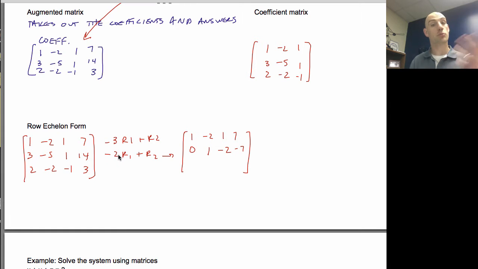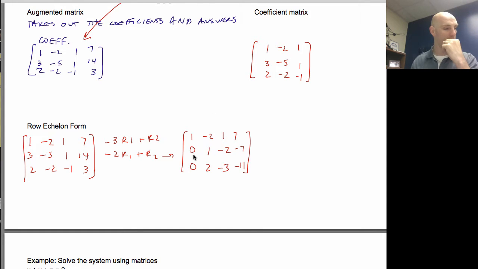I'm also going to do this process simultaneously. -2 times row 1 plus this one would be 0. -2 times -2 would be 4. 4 plus -2 would be 2. -2 times 1 would be -2. -2 plus -1 is -3. And -2 times 7 is -14. Plus 3 would be -11. Okay, so see what I've already done there? In one step, I eliminated those variables.